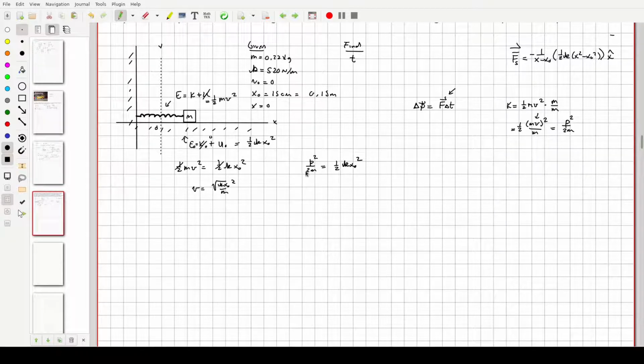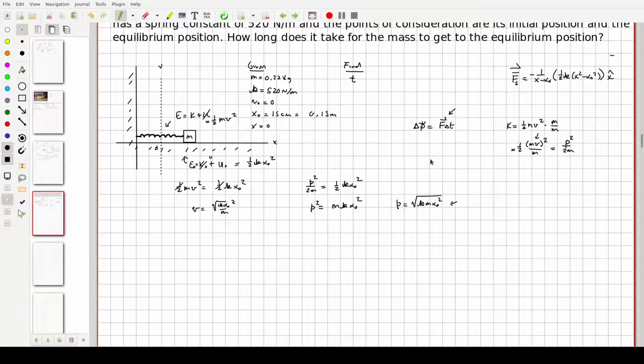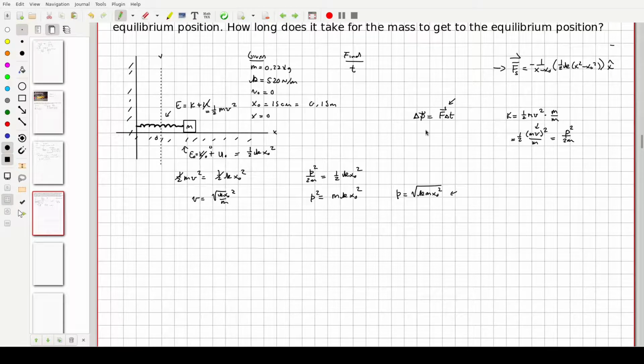So in this case, if you multiply both sides by 2m, you get p squared is equal to m times k times x naught squared, or your momentum is equal to the square root of k times m times x naught squared. So this is another way that you could do it as well. In fact, I'm going to use this. So here's what we have. We have our average force. Now we can find the change in momentum. All we have to do is to find out what delta t is.